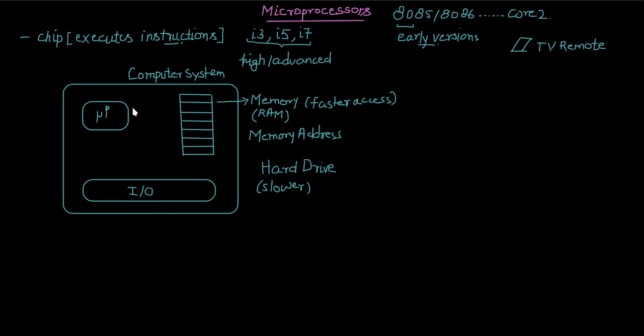And it does this with the use of some bus lines. So I'm going to introduce another component, which is the bus lines. Actually there are three types of bus lines. The first one is the address bus. The second one is the data bus. And the next one is the control bus.